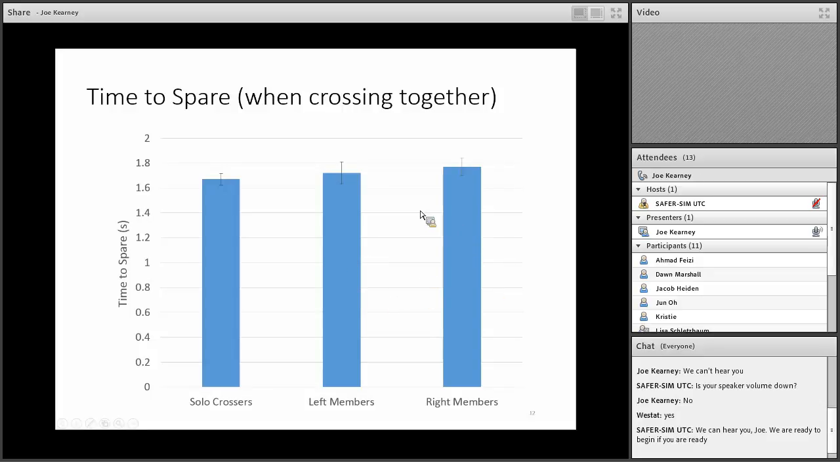I think one of the interesting things is that the left crossers cross slightly faster, although not significantly faster than the right members, and that allowed them to make up for this time that they waited at the end. So they did a little bit of catching up when they crossed.